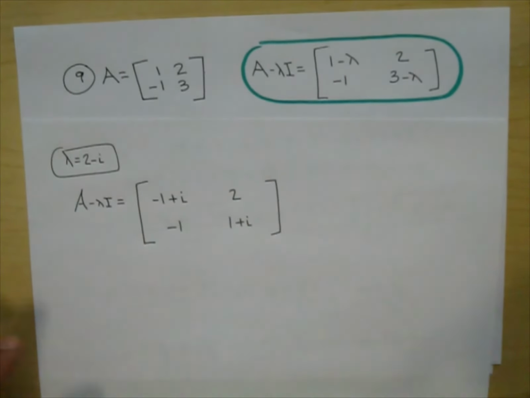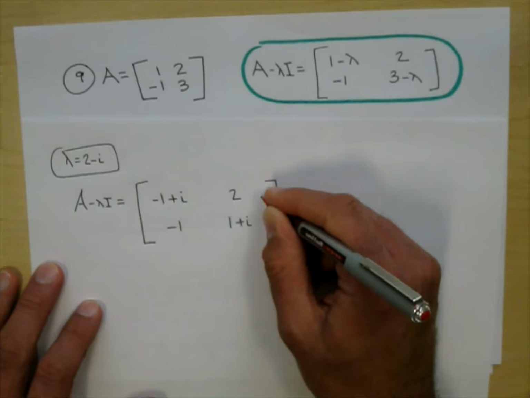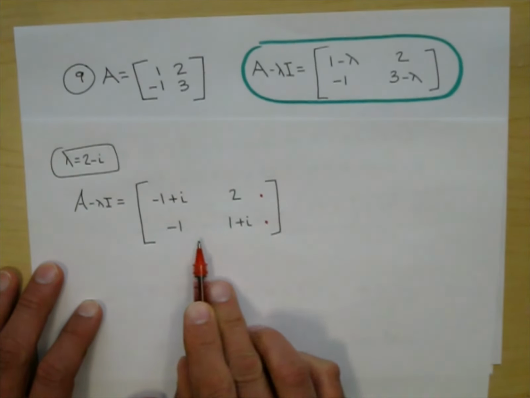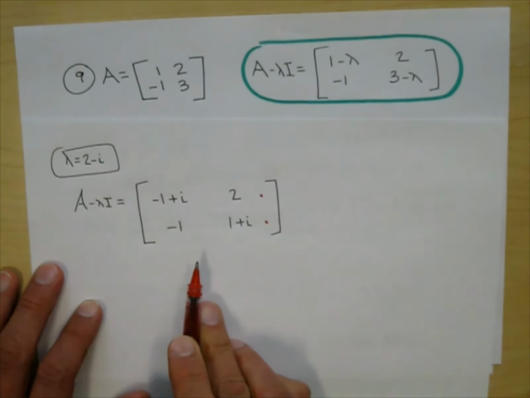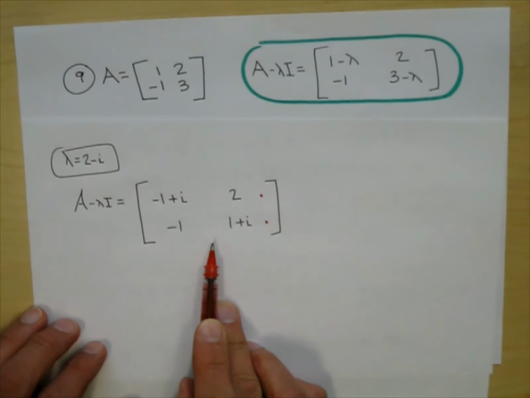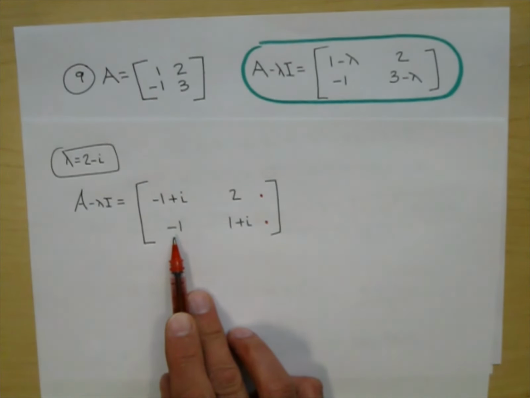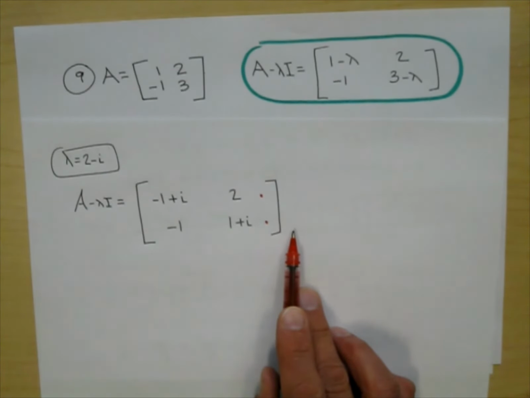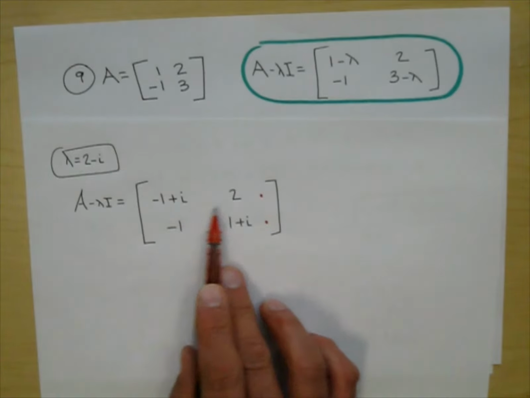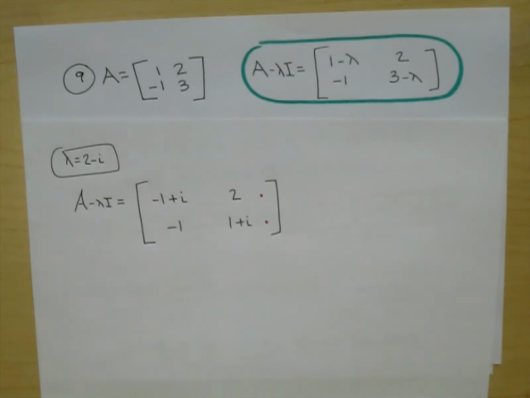What am I trying to find on this matrix? I'm trying to find the null space. Also, these two rows are multiples of each other, and you can verify that if you'd like. Multiply the bottom one by 1 minus i, and you'll find that that will give you the top row. I'm not going to verify that.